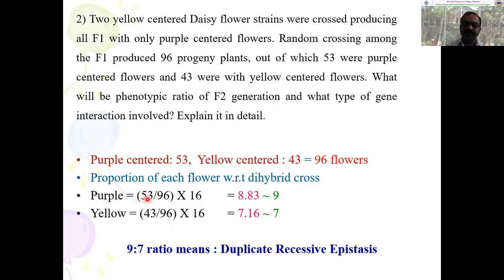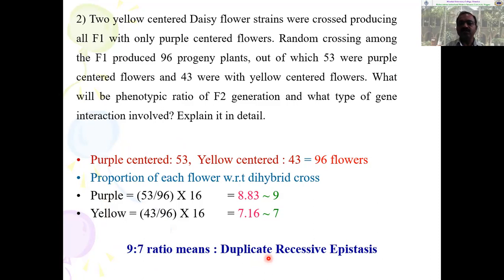So 53 by 96, as we have done in the previous one. 53 purple divided by the total number of flowers, multiplied by 16. So the ratio comes to 8.83, which is approximately 9. Again, yellow center varieties, 43 divided by 96 multiplied by 16, which is 7.16, which is approximately 7. So the proportion between purple and yellow is a 9:7 ratio. If we can recollect, a 9:7 ratio means it is duplicate recessive epistasis. It is an example of duplicate recessive epistasis.